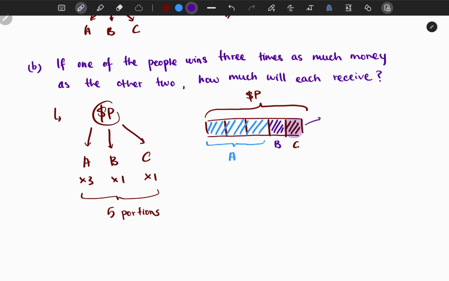So P divided by 5 is 1 portion, right? Because we're dividing it by 5 portions, and then for person A, she's going to get 3P over 5.